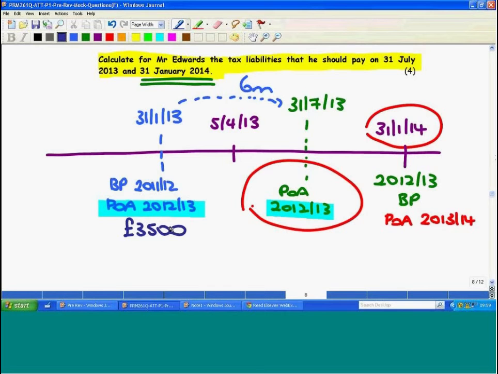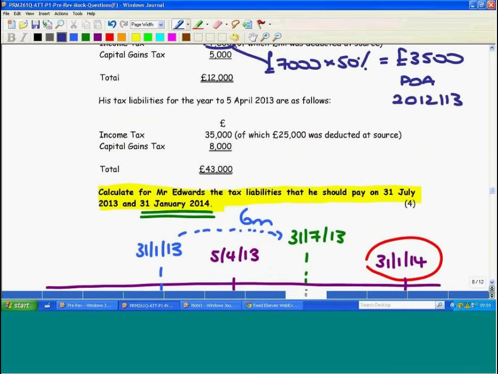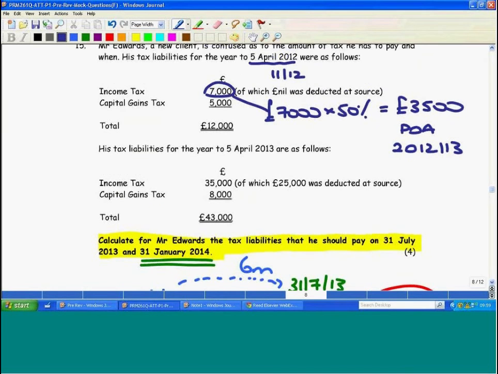Now they haven't asked us for that, but just to hopefully help you see where it all falls together. And then what they have asked for, so it is relevant, is $3,500, which would also need to be paid on the 31st of July 13. Okay, so that's our first load of payments on account sorted.